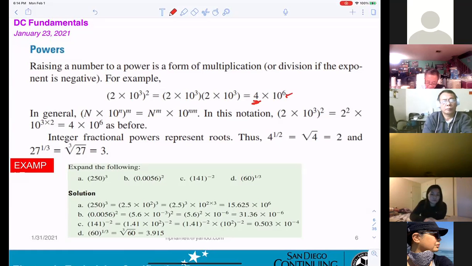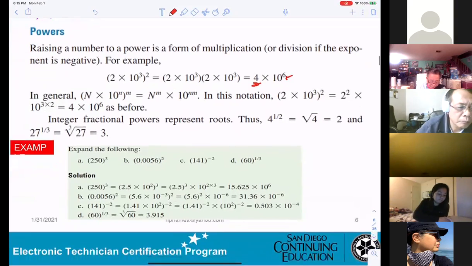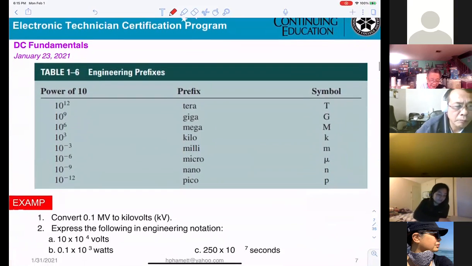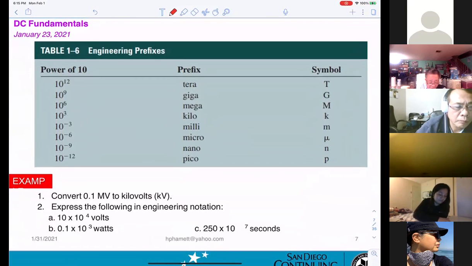Also, integer fractional power represents root. Like you take the square root of 4, you get 2. Most people already know how to take a square root. So this is just an example for anyone looking into that, but we don't need that much. Next we'll be talking about engineering prefixes.